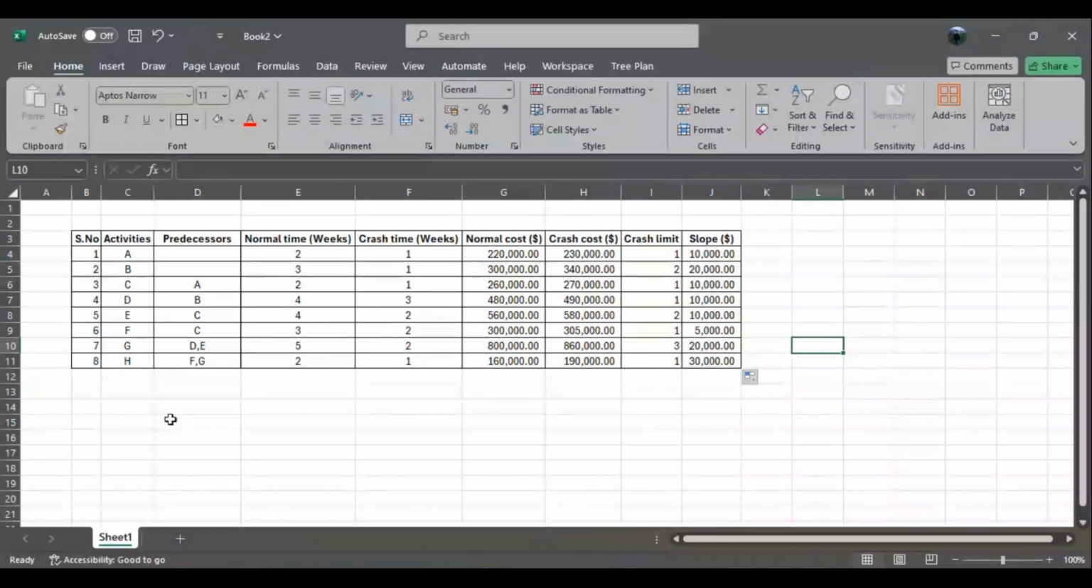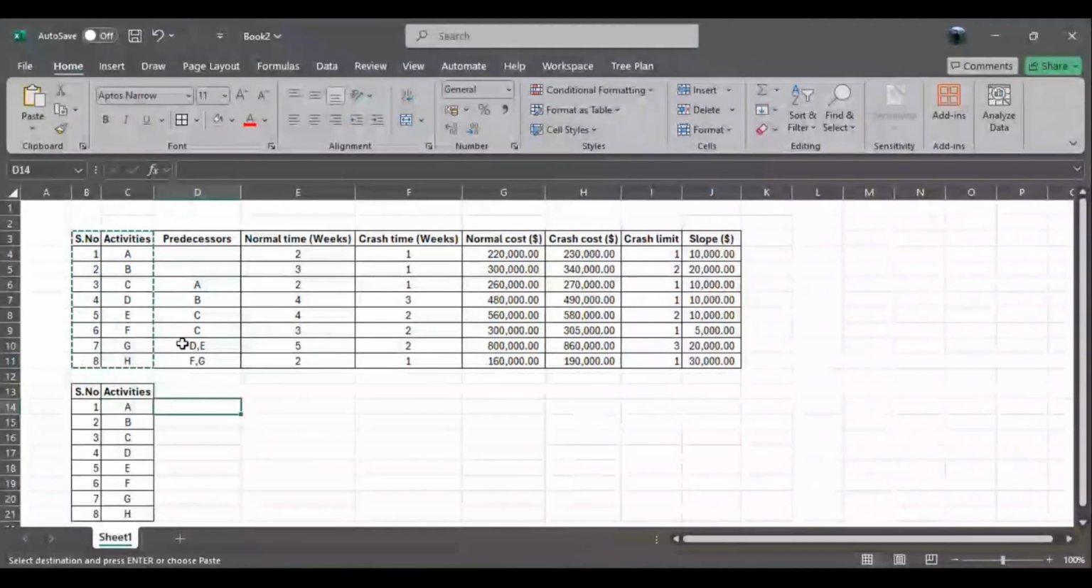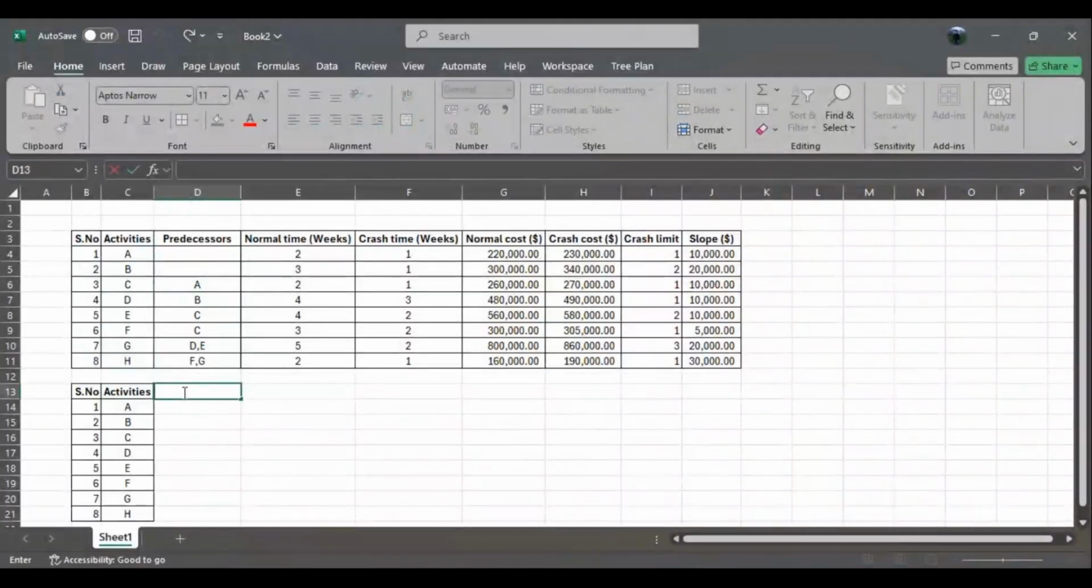Now, what is the second step in this algorithm? In the second step, all we need to do is copy these columns right here and paste them right here. Then we are supposed to come up with a third column. Let's call that third column crashing periods.